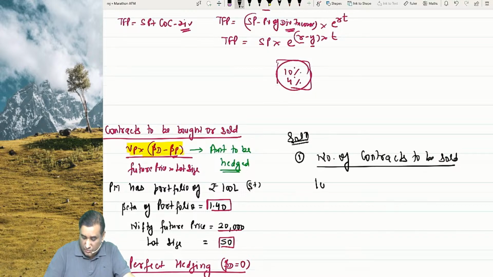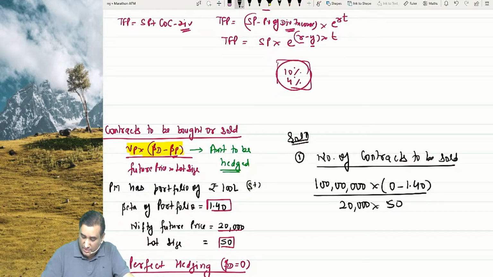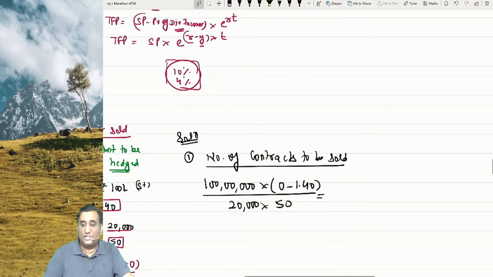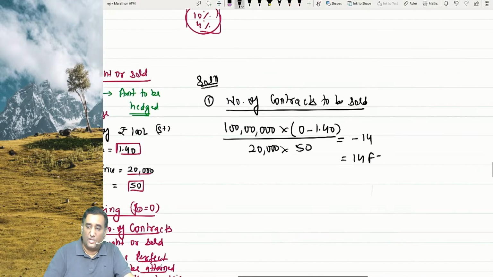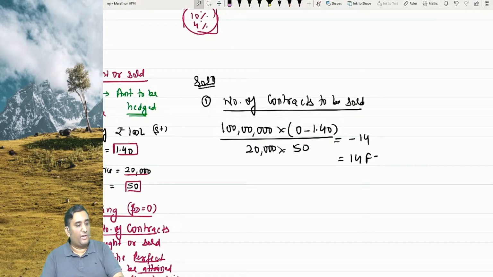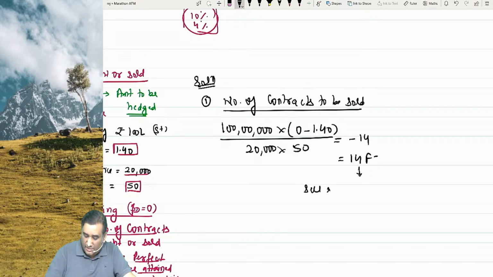Hundred lakh at zero, divided by futures price. The answer is negative, that means it's a minus, your short position. If minus, that means if you are plus in the portfolio and you are fearing some event that can decline the market by a certain percentage, you create an F minus. Sell futures.